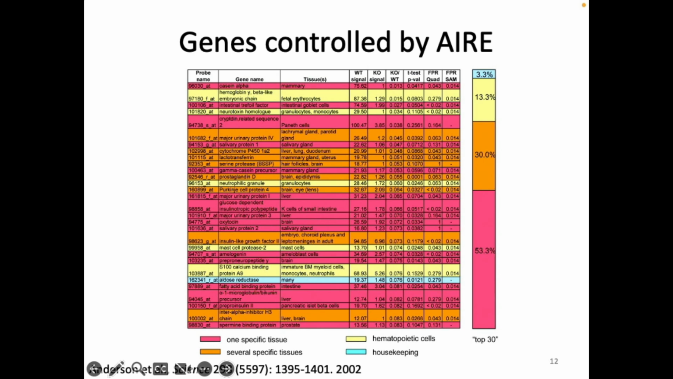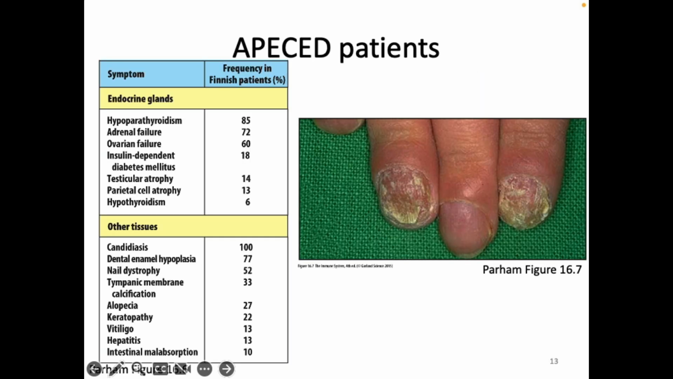There was a genetics study done, and it was found that they were all missing this gene. And so these patients have a disease known as APECED. And so APECED patients are missing AIRE. This is how AIRE was found. I will tell you what APECED stands for.